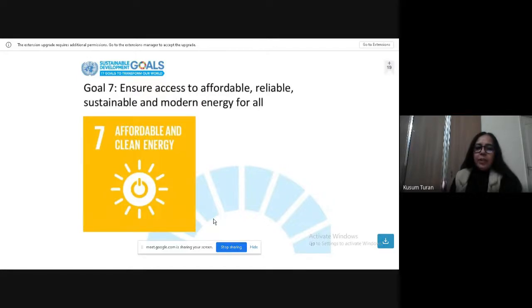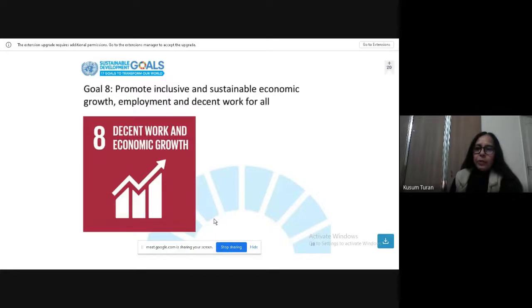Goal number 7, ensure access to affordable, reliable, sustainable and modern energy for all. Sustainable means it should be green and clean. When we are looking for such devices, it should not pollute or hamper any of the other resources that our future generations need to use.